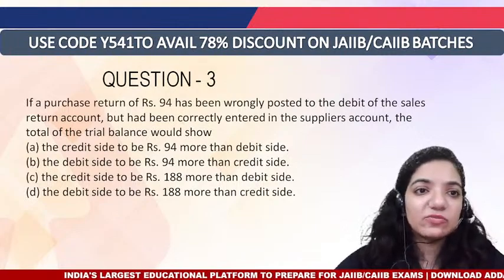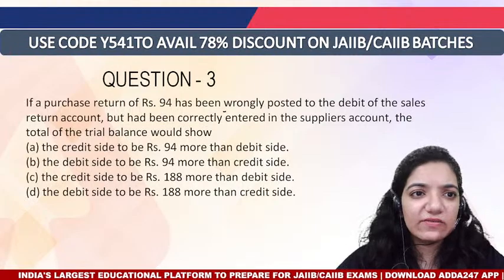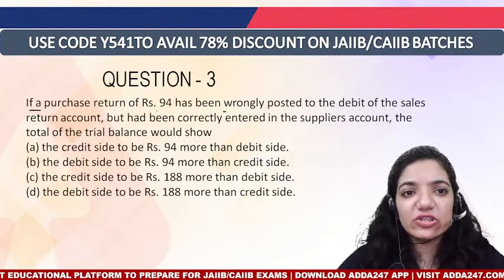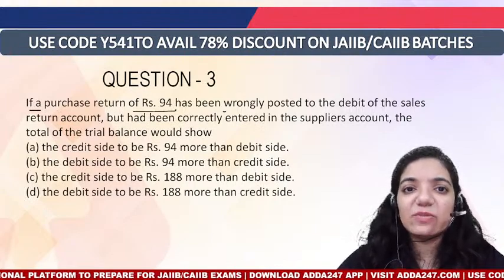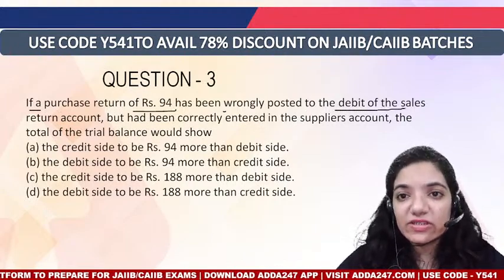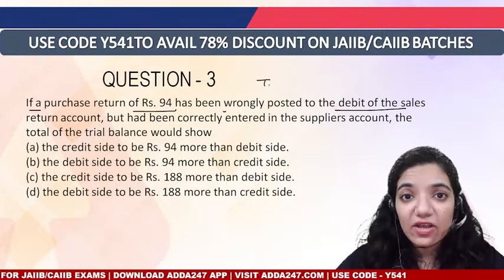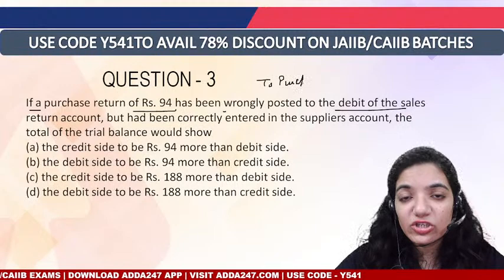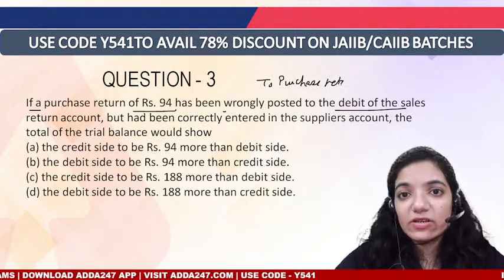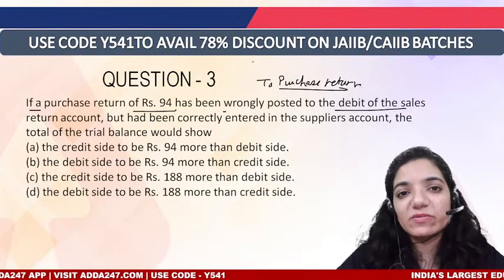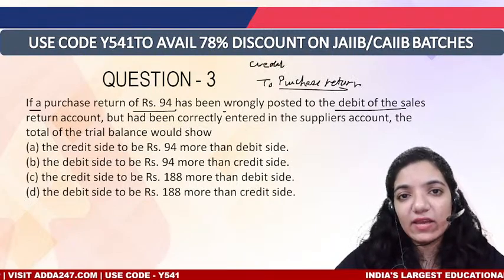Okay, now let's move on to this question. This question is a little difficult to understand because it is written in that way. If a purchase return of rupees 94 has been wrongly posted to the debit of the sales, that means there's a purchase return. Purchase return, that means we have given back those goods to the person, right? It should be written here, and the particular person to whom it has been written should be written here.